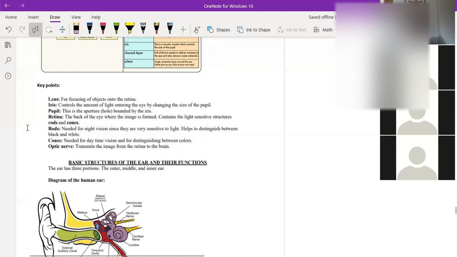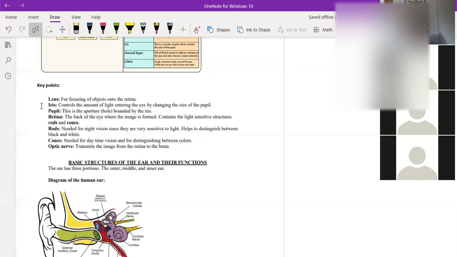Function of the cones and the rods, don't forget that. The rods are needed for night vision. They help you to see well in the night since they are very sensitive to light. They also help to distinguish black and white colors, okay? Then the cones are needed for daytime vision and for distinguishing between colors. So the cones help to distinguish between colors, okay?